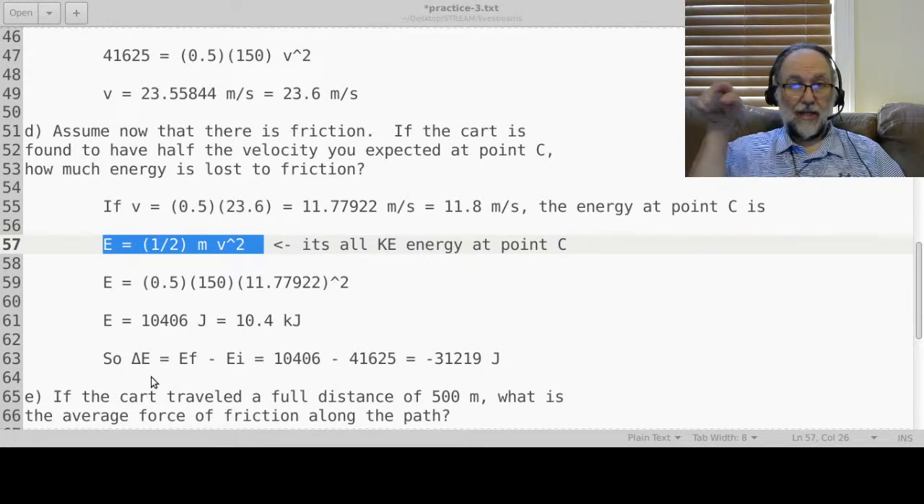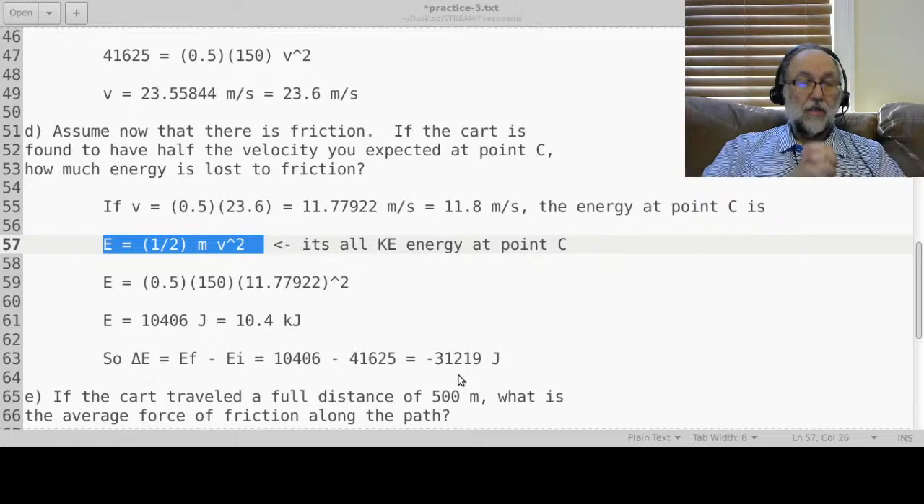So what was that energy? Well, you do a delta E, that is, a change in the energy. Whenever you do a delta, it's the energy after minus the before value. So it's the final energy, EF, minus the initial energy. The final energy was 10,406 minus the initial energy, 41,625, and that gives you negative 31,219 joules. Negative because it's lost, because it's a decrease in energy. So that's the energy that was lost due to heat.